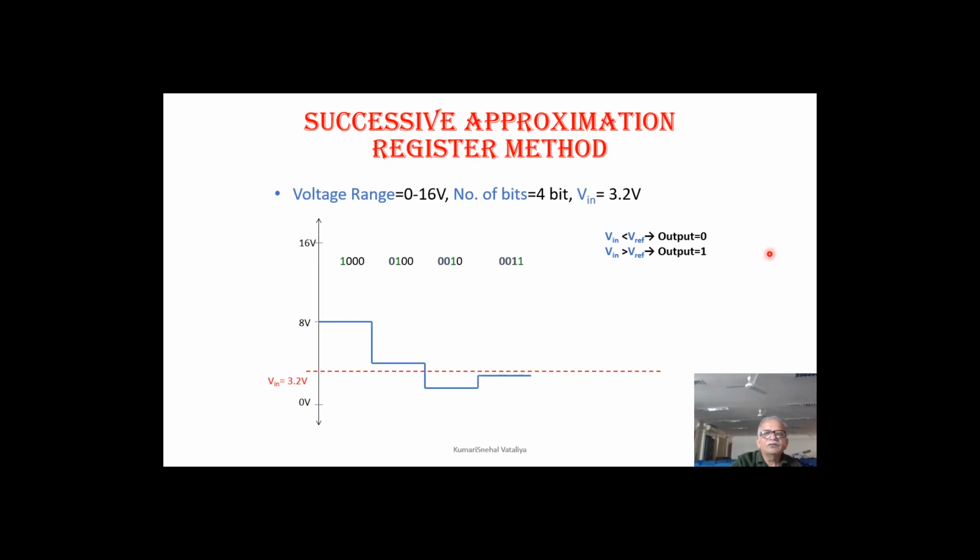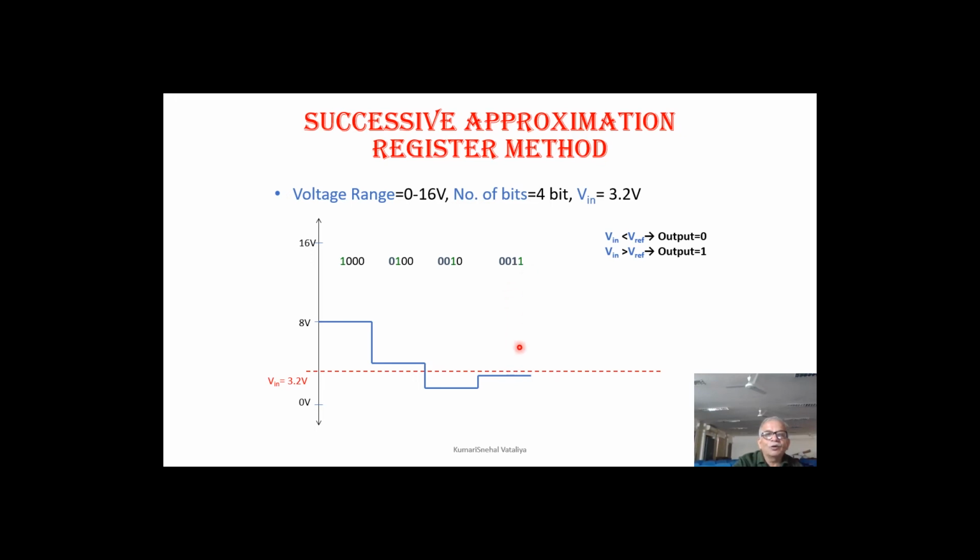If the analog input voltage is only 3.2 volts, given by this red line, the first comparison is again with 8 volts. It will say the input voltage is less, so you climb down by another 4 volts. So you compare with 4 volts for the second comparison, and then again the output is less, so you compare with the third, which is 2 volts, 4 minus 2, 2 volts. Then you will come to know the output is high, so you will compare with 3 volts. So the comparison output will be 0 0 1 1.